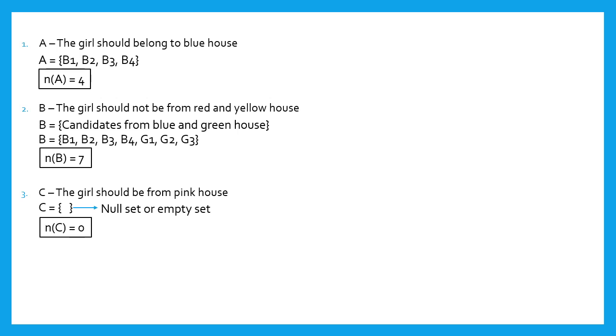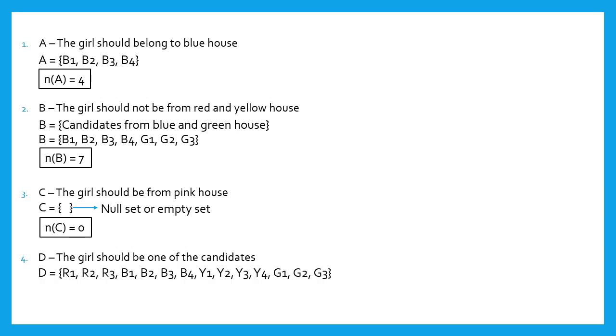Our fourth condition is head girl can be any participant. We have 14 participants. It means set D is nothing but sample space. Therefore, D is equal to from R1 to G3. Then here we get N of D is equal to 14.